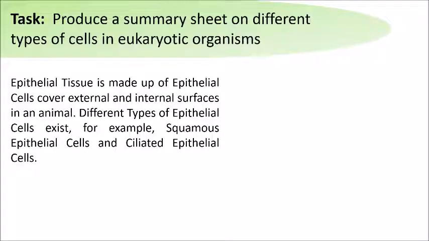Epithelial tissue is made up of epithelial cells and covers external and internal surfaces in animals. Different types of epithelial cells make up squamous epithelial and ciliated epithelial surfaces.